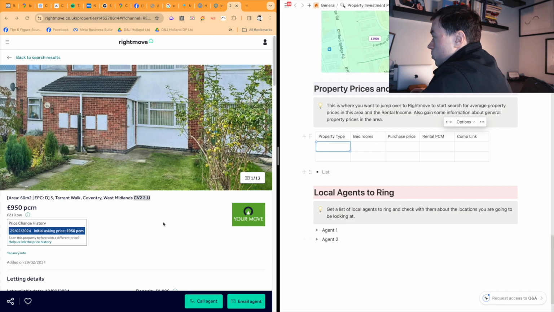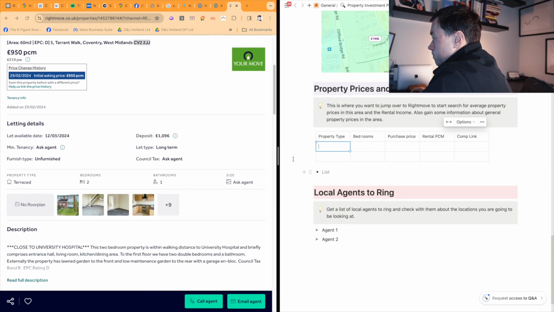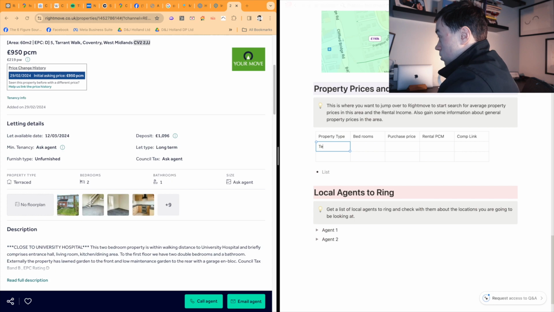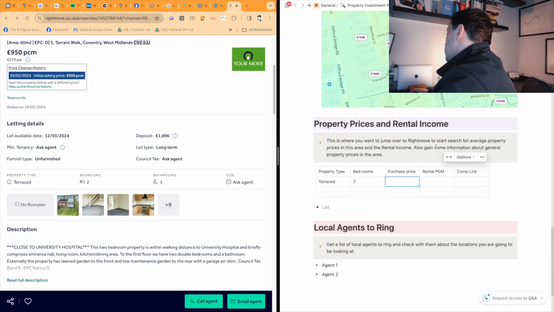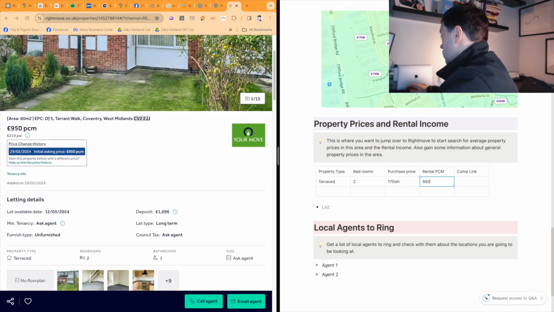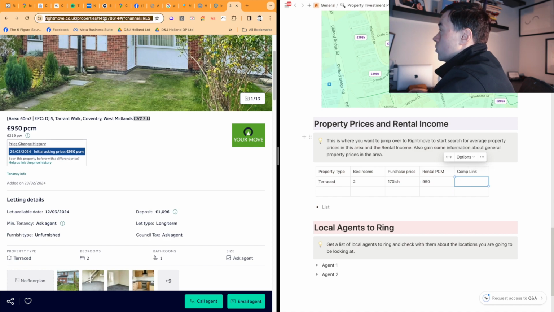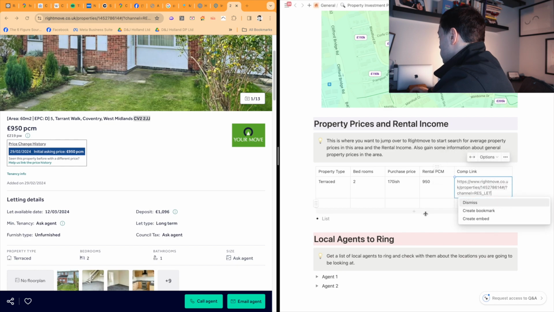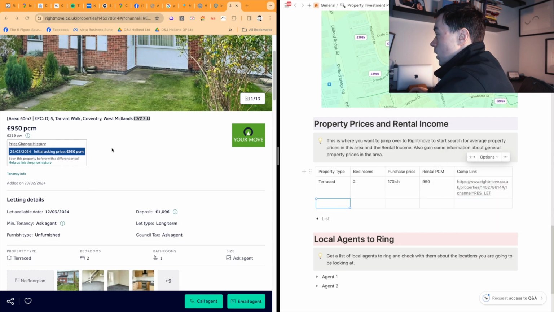So property type. So this is a 2-bed terraced. So terraced, bedrooms, 2. Average purchase price around there. We're looking at 170-ish. Rental income. What was that? 950 for a 2-bed. That was a lot. And then we can start putting these links in here. And we could also start searching for properties for sale in this area as well now.